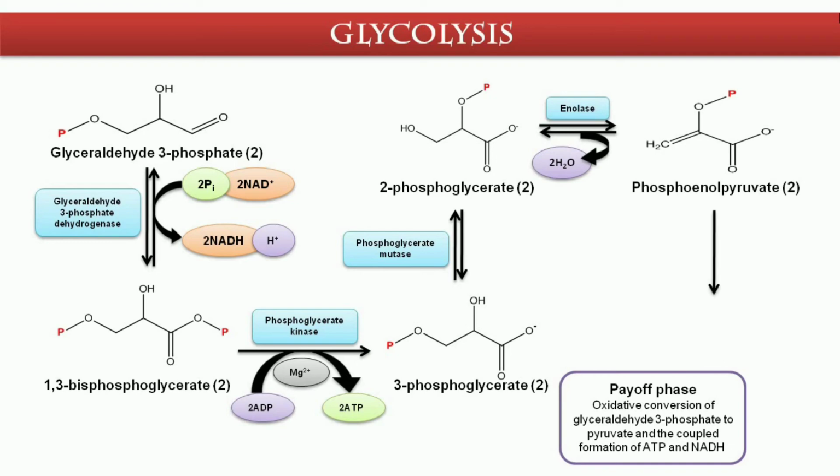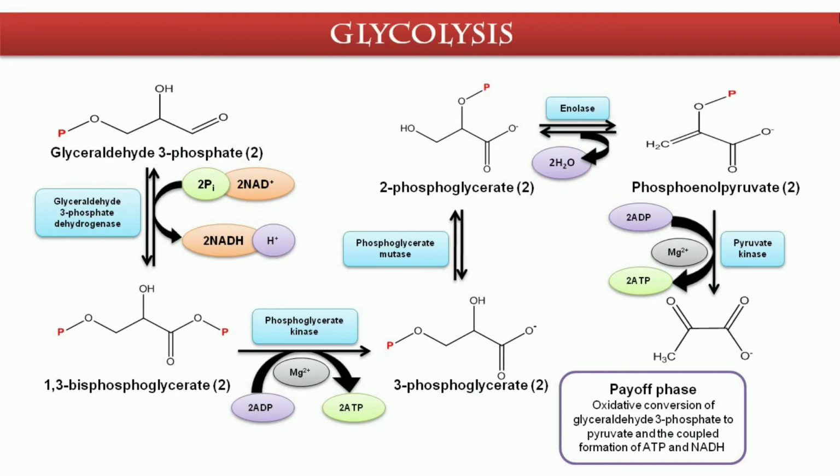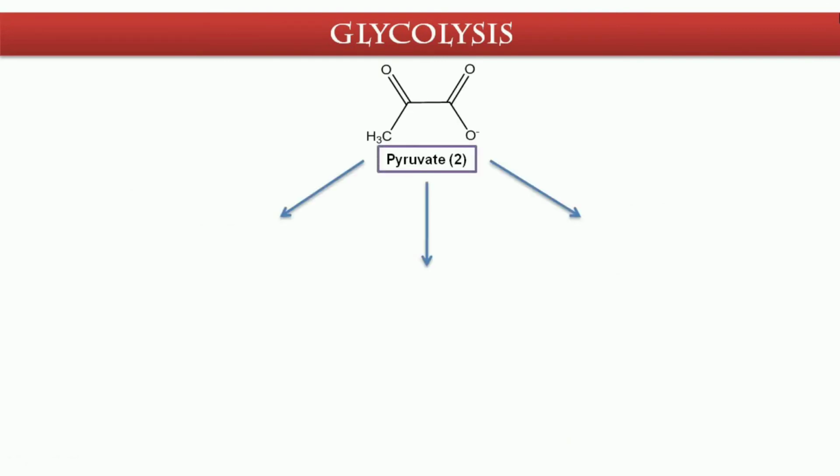From here the second ATP forming reaction occurs with the help of pyruvate kinase. 2 ADP is again converted into 2 ATP with the help of magnesium ion to form pyruvate, which is 2 molecules. Now this pyruvate can be converted into 3 possible catabolic fates. The pyruvate also serves as a precursor in many anabolic reactions.